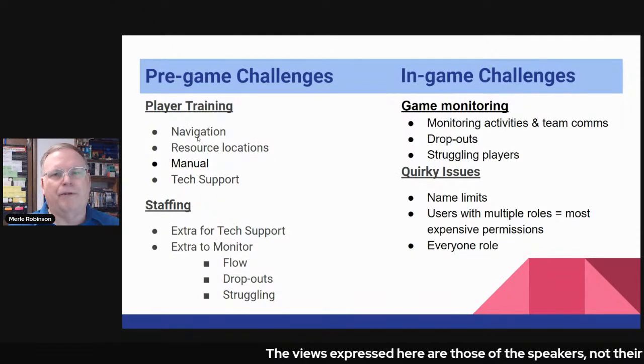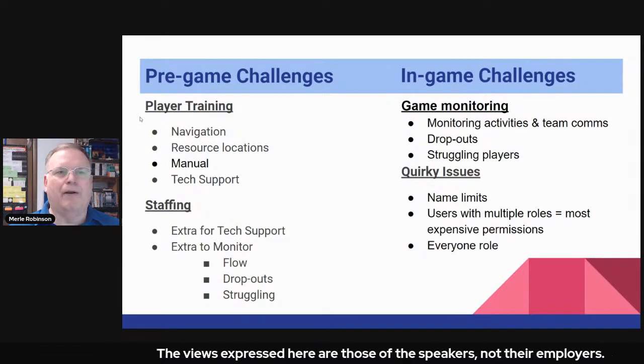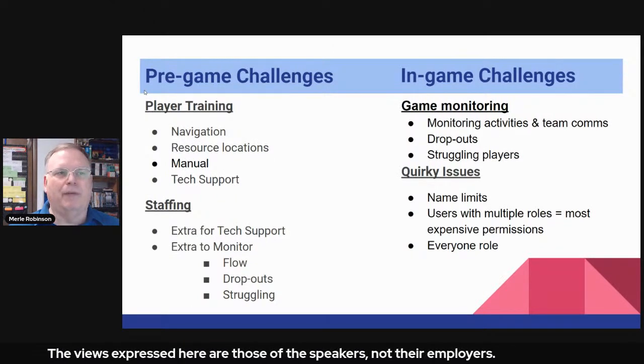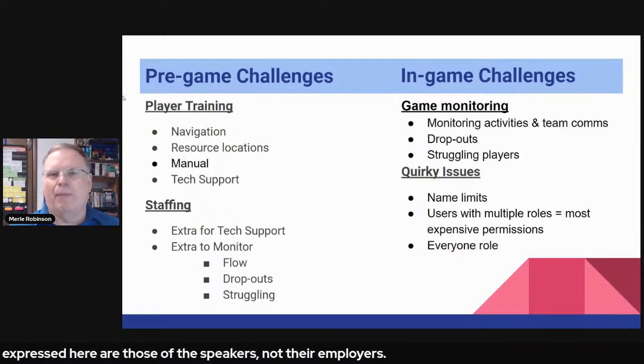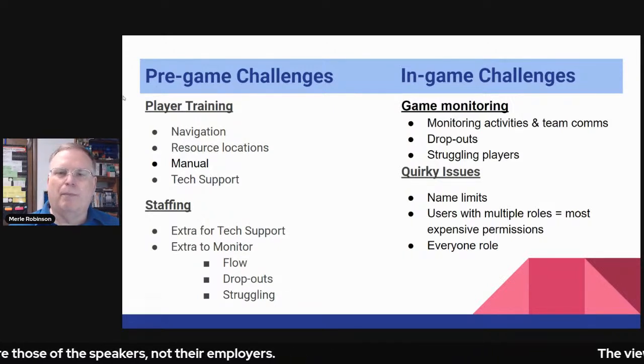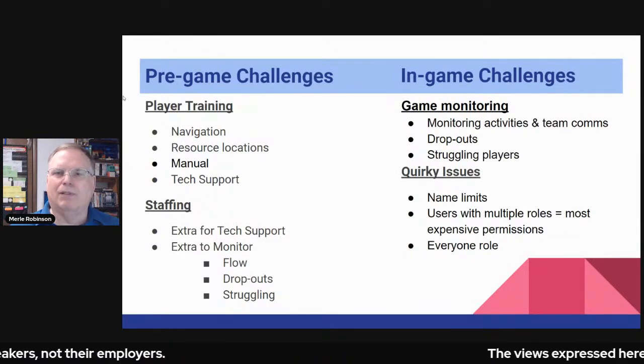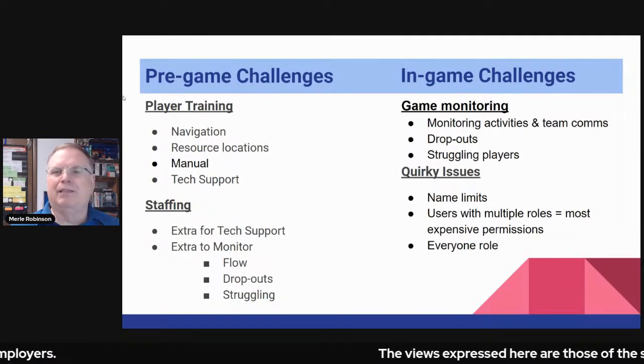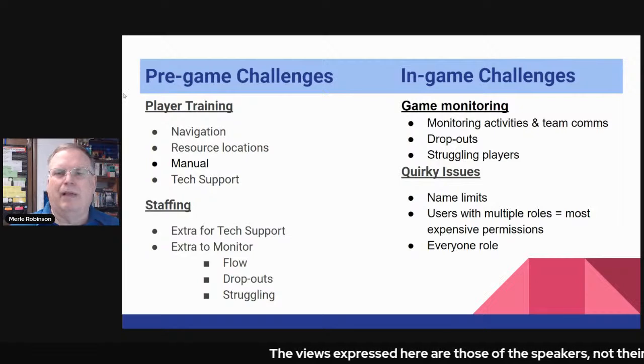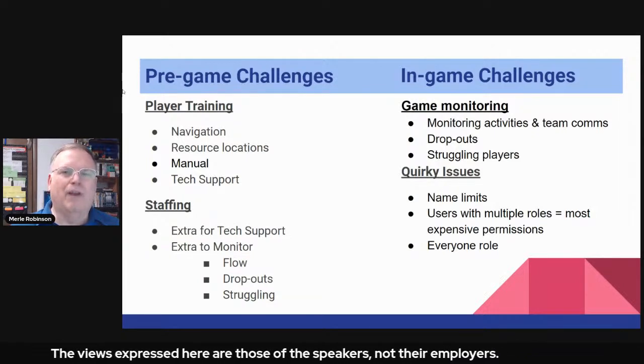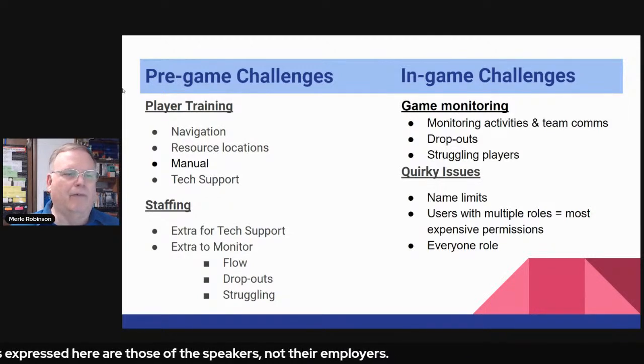The other thing that you have to do with a game like this is you have to monitor activity in team communications, as I mentioned, but you have to watch out for dropouts and struggling players. If you run a public event, you can look across the halls and bounce from meeting room to meeting room and see who's in a corner not interacting with anybody, and you know when to intervene for that. It's very hard to see in the online environment.